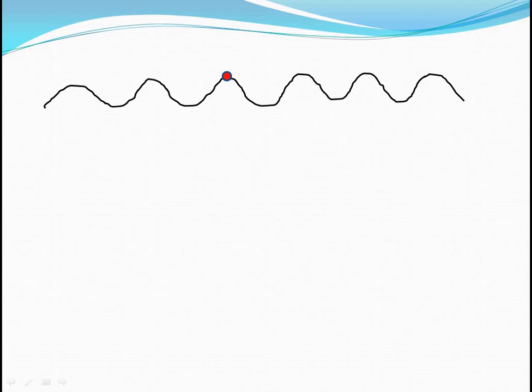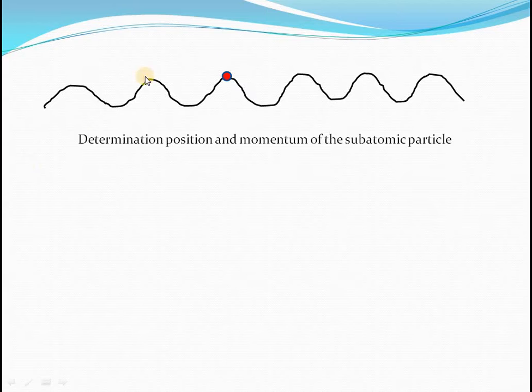So first of all, let's carry out a thought experiment where we want to determine the position of a subatomic particle like an electron by using some probe like electromagnetic radiation. So if we want to determine the position of this subatomic particle, we have to use some probe like X-rays, and shine these X-rays upon this electron to determine its position.